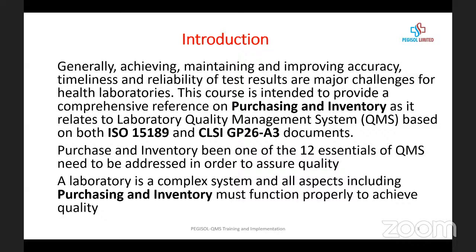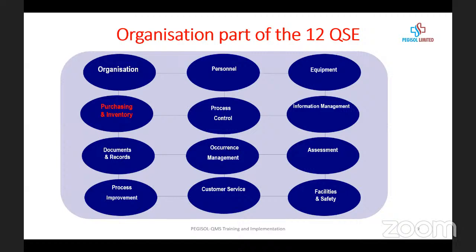So it is expected that you have a documented procedure and a system that captures your purchasing and your inventory, because stock management is key, inventory management is key. These ensure that results are delivered in a timely manner. Remember that we said the three key indicators of a quality result is the result has to be accurate, it has to be reliable, and it has to be what? Timely. Now, this is part of the 12 quality system essentials, purchase and inventory. We have looked at organization, personnel, equipment, and today we look at purchase and inventory.